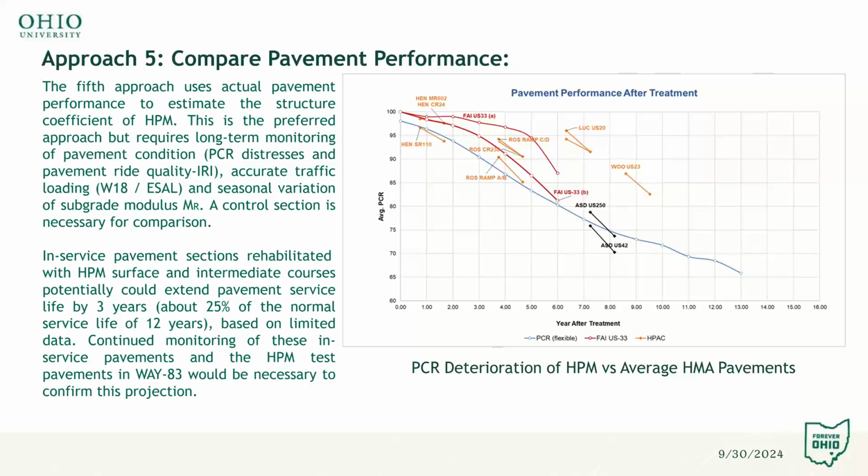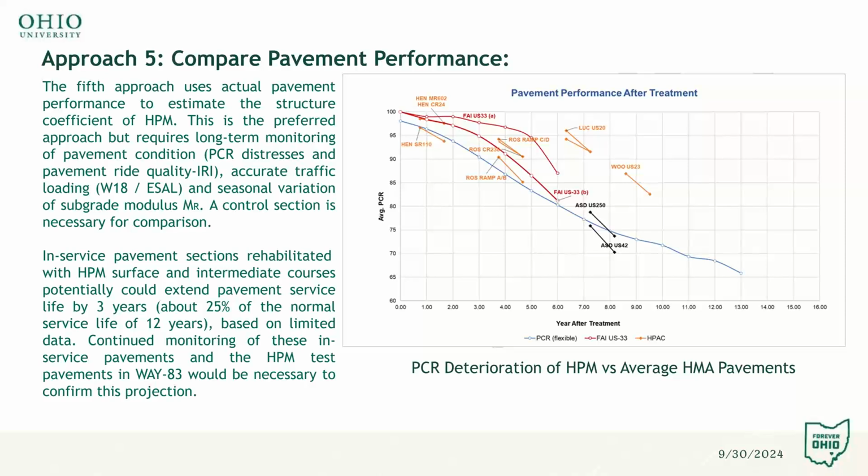This is a preferred approach, but it requires long-term monitoring of pavement condition, PCR, distresses, pavement ride quality, and so on. Also, in order to make a fair comparison, the actual traffic loading, in terms of the number of ESALs, and seasonal variation of subgrade modulus should probably be monitored as well. The control section is necessary for comparison. Lacking that information, we use the existing high polymer pavement sections in Ohio. Those sections are typically short stretches and used in high traffic volume areas.